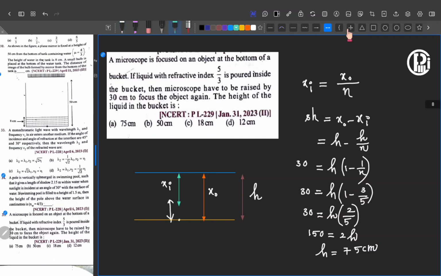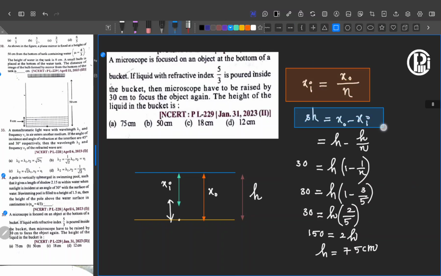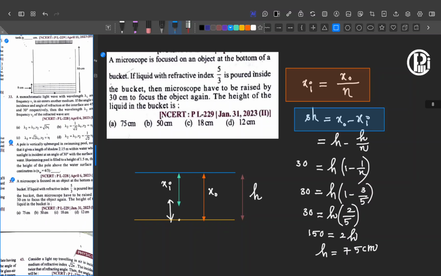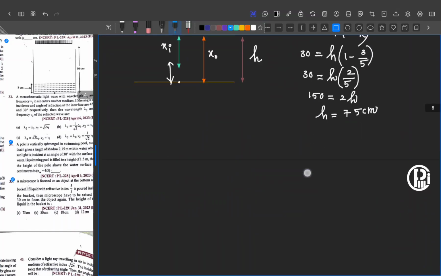Here you have to remember these two formulas well. One is the shift formula, the other one is this apparent depth formula. These two formulas are important in order to solve this question, so please check it. Right, so that was the question number 35. Now let's solve the question number 37.